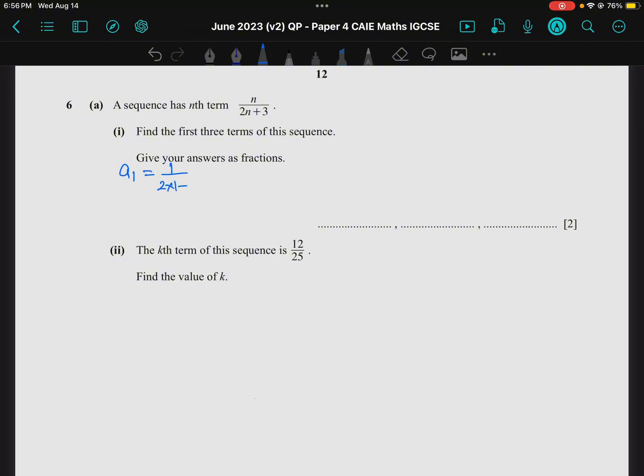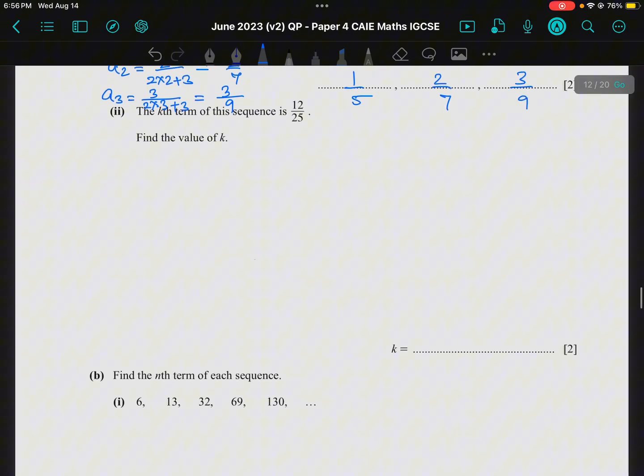So 1 upon 2 into 1 plus 3, which will give me 1 upon 5. A2, the second term, will be 2 upon 2 into 2 plus 3, which will give me 2 upon 7. And A3, third term, is 3 upon 2 into 3 plus 3, that is 3 upon 9. So 1 upon 5, 2 upon 7, 3 upon 9. These are the first three terms of the sequence.